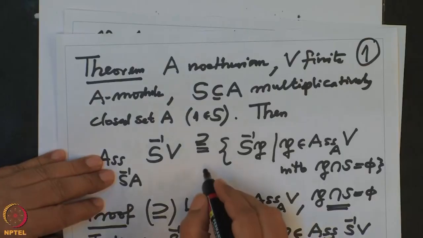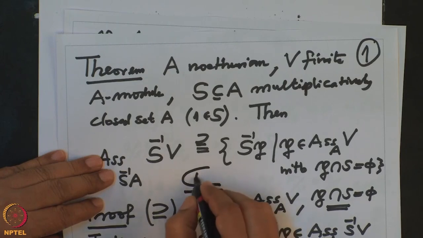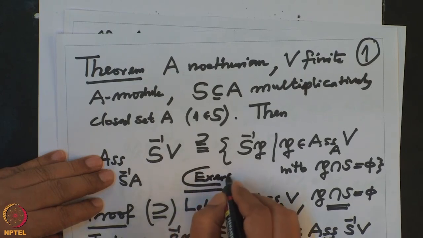So therefore we have proved one inclusion in the theorem, and I will leave the other inclusion as an exercise. So it explains what happens to the set of associated prime ideals when you pass on to the localization. Among them, those which intersect with the given multiplicative set disappear, they become the unit ideal, and the remaining ones are still associated to this.